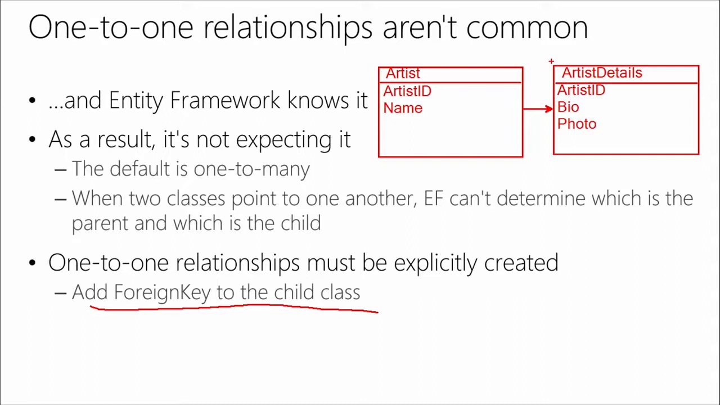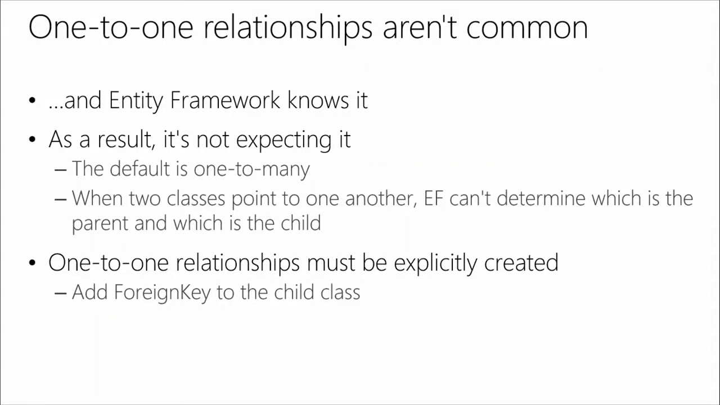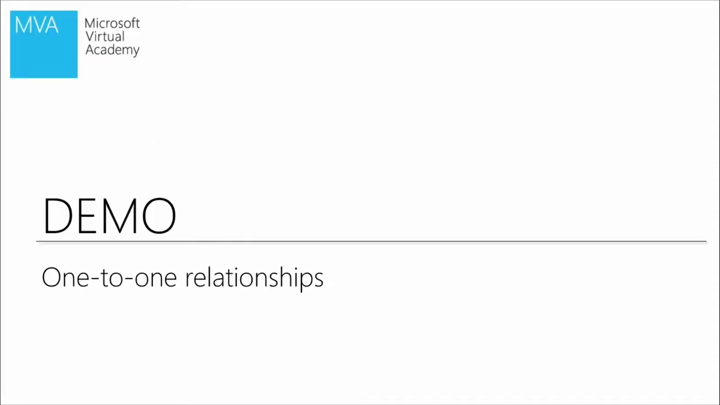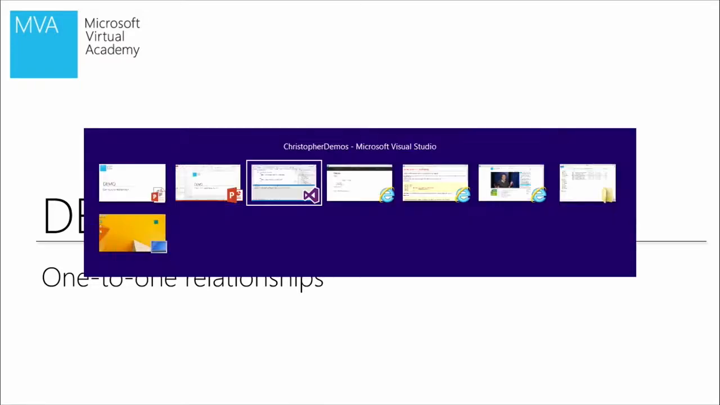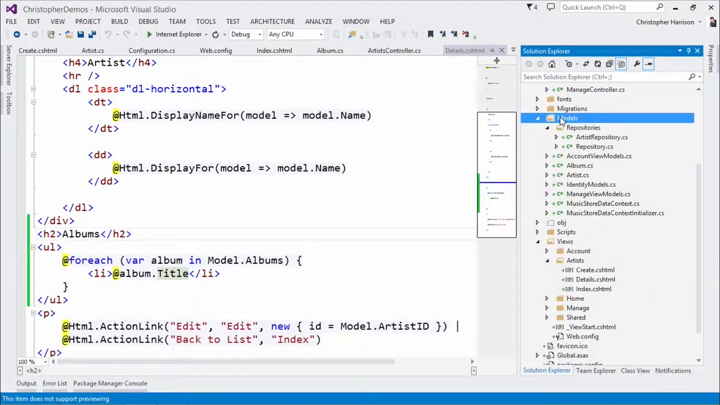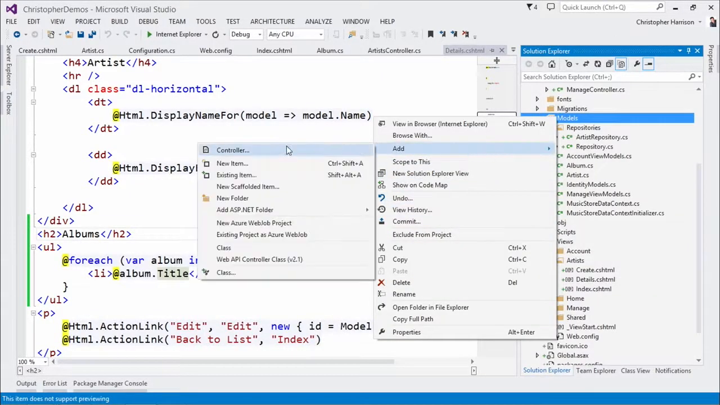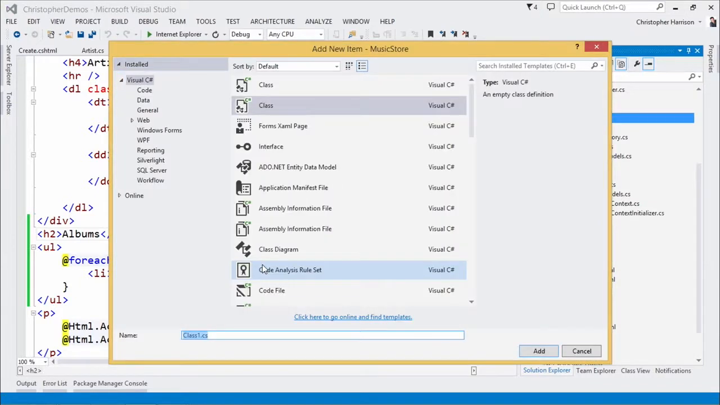Again, the problem is that Entity Framework isn't going to know what we mean here. So what I would want to do is decorate this artist ID as the foreign key, and then it will be able to figure out how to do the relationship back and forth. To actually see it, let's fire up Visual Studio. Visual Studio, hooray!